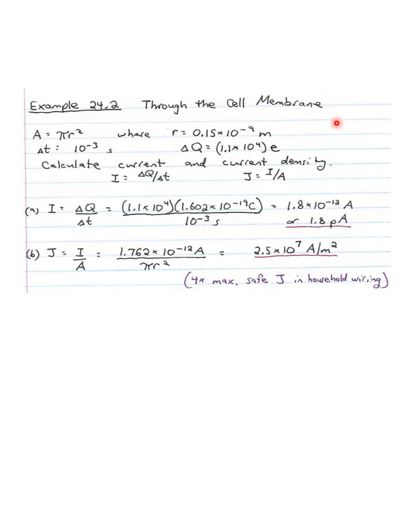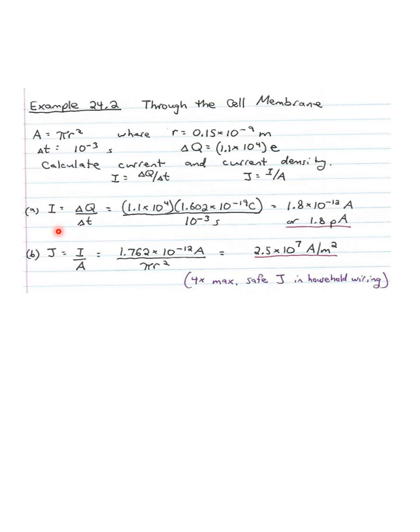All right, each channel has a radius of 0.15 nanometers. Here I've done that in meters. The area is pi r squared. It's open for 10 to the negative 3 seconds. The total charge that flows, since in that time 1.1 times 10 to the fourth singly ionized potassium ions pass, means 1.1 times 10 to the fourth ions that each have a charge of positive e. Calculate the current and current density.